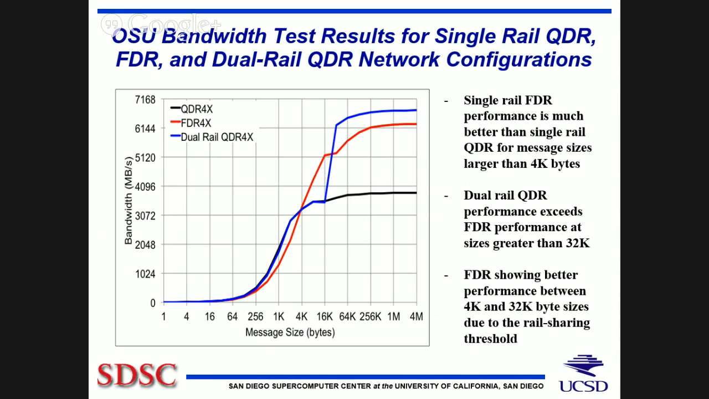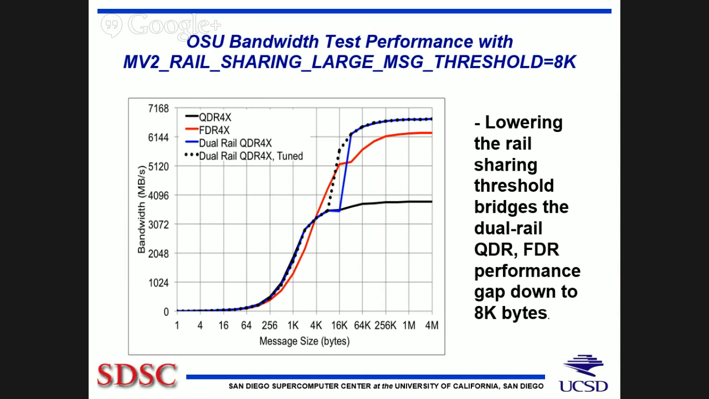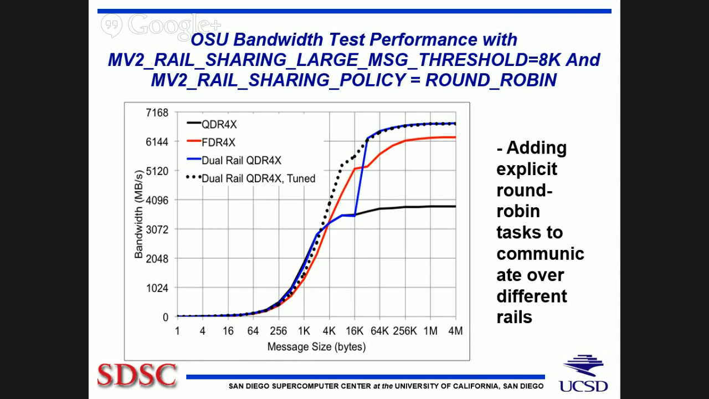So that's the 16K default threshold that happens. One easy way to fix that is to drop the rail sharing message threshold to 8K, and you get much better performance even at the smaller message sizes, and it bridges some of the gap. The other thing you can do is explicitly do the rail sharing round robin for all message sizes.